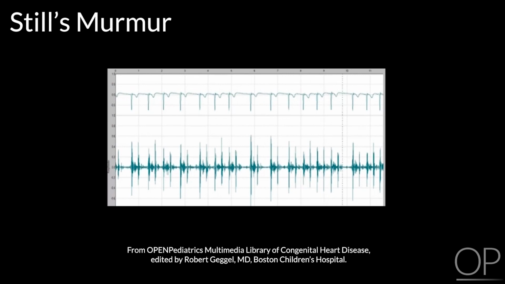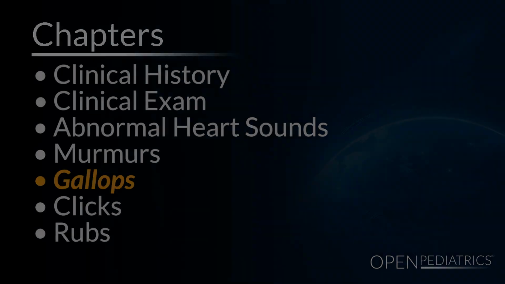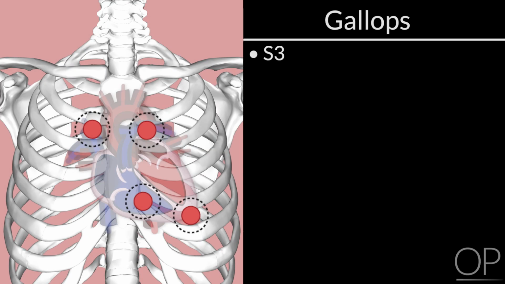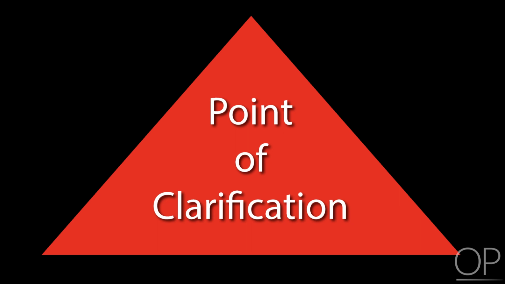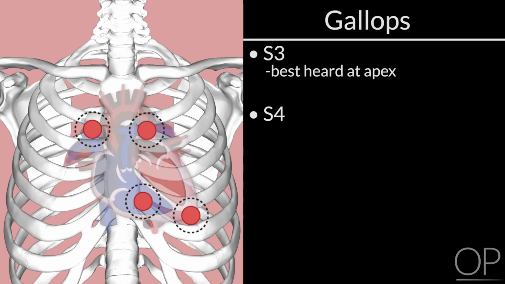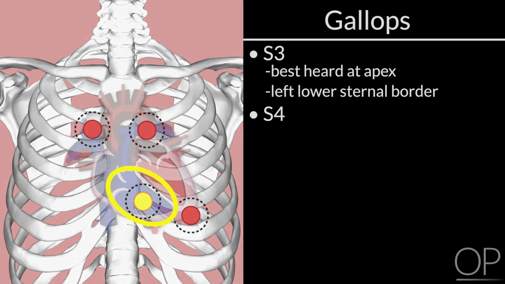Gallops. Gallops are broken down into either S3 or S4. The third heart sound is referred to as S3 and is usually heard at the apex of the heart. Point of clarification. An S3 gallop is best heard at the apex if produced by a dilated or dysfunctional left ventricle, or along the left lower sternal border if produced by a dilated or dysfunctional right ventricle.